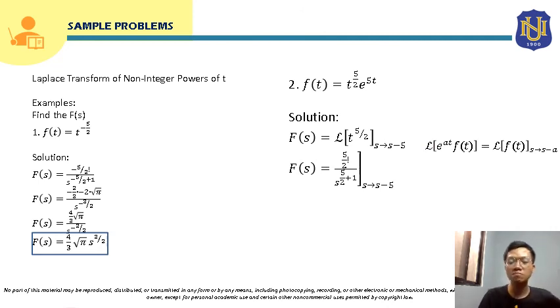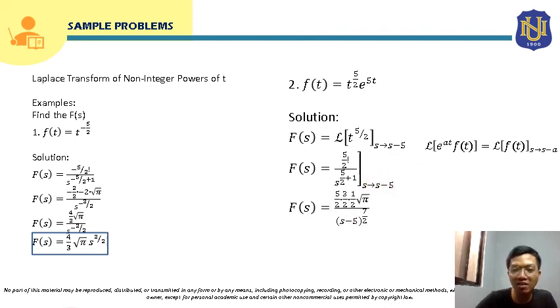Solving for the Laplace transform of t raised to 5 halves, that will just be n factorial over s raised to n plus 1. Our n here is 5 halves. So that will be 5 halves factorial over s raised to 5 halves plus 1. And we will replace all variables s with s minus 5.